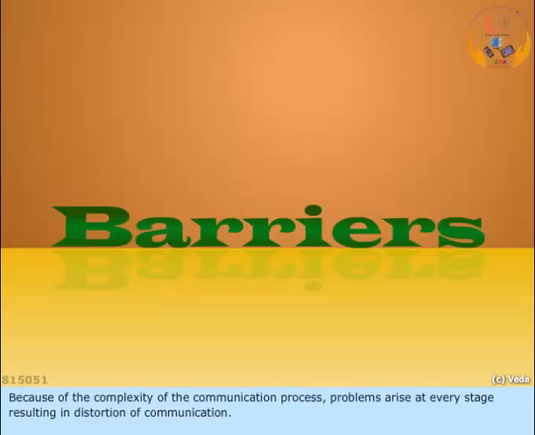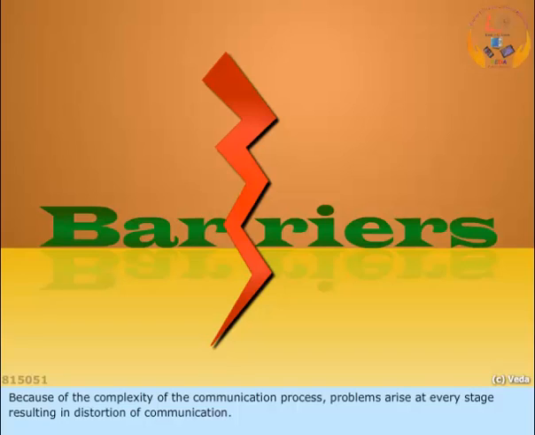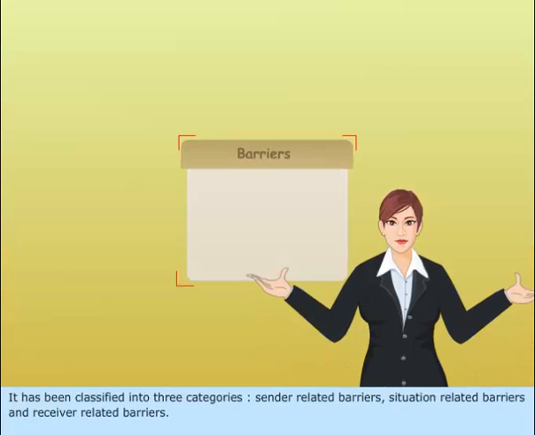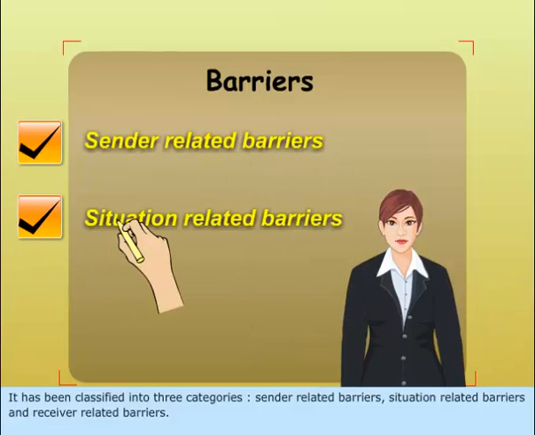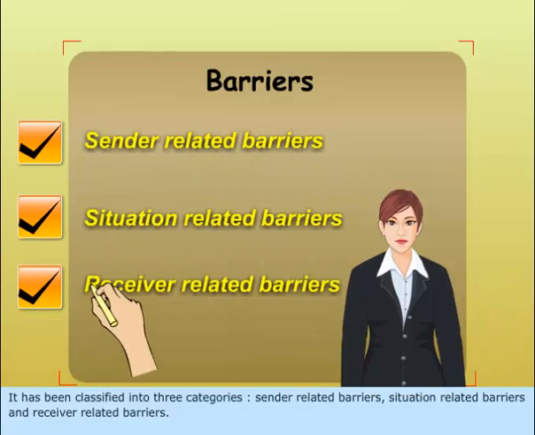Because of the complexity of the communication process, problems arise at every stage, resulting in distortion of communication. It has been classified into three categories: sender-related barriers, situation-related barriers, and receiver-related barriers.